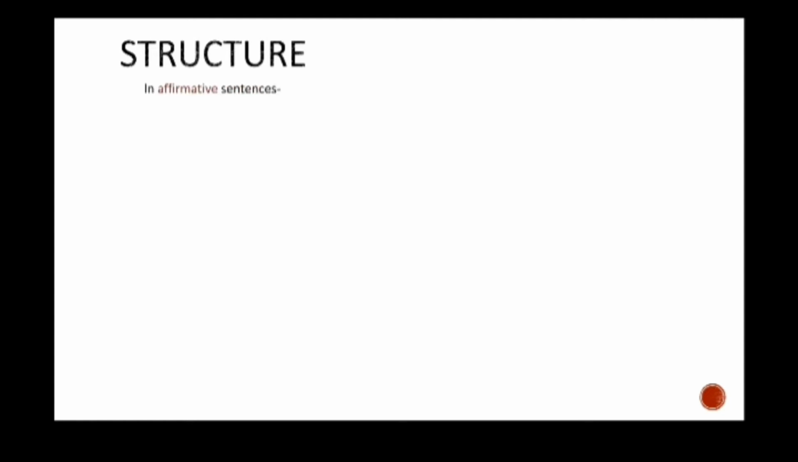Structure means how they are used in a sentence. In affirmative sentences, the structure will be subject plus modal auxiliary plus bare infinitive. Now what is bare infinitive? There are two kinds of infinitives, to infinitive and bare infinitive.